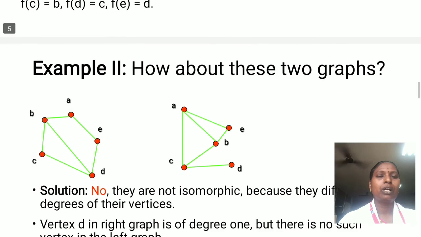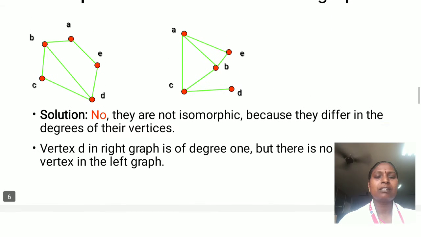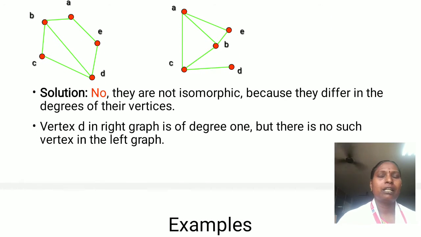Example 2, how about these two graphs? Similarly, we are checking the number of vertices, number of edges, adjacency and one-to-one adjacency, and degrees of all the vertices. So considering these two graphs, the solution is no. They are not isomorphic because they differ in the degrees of their vertices.